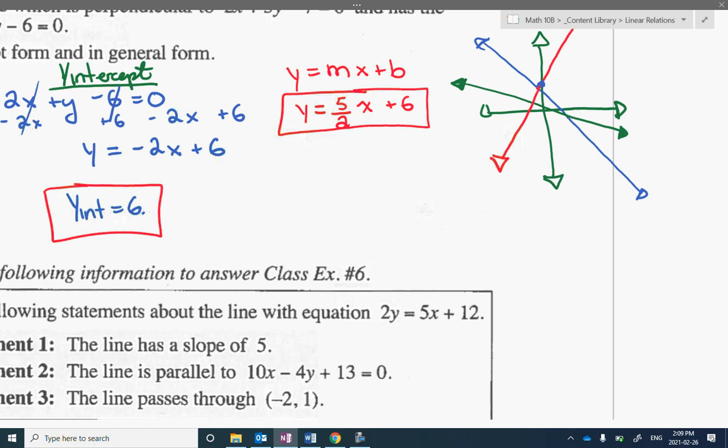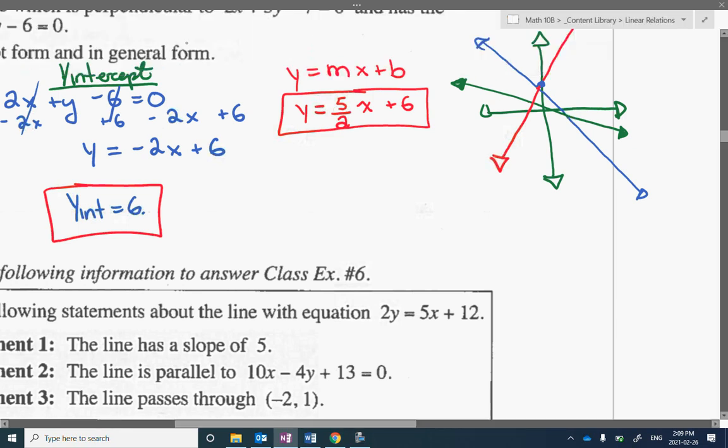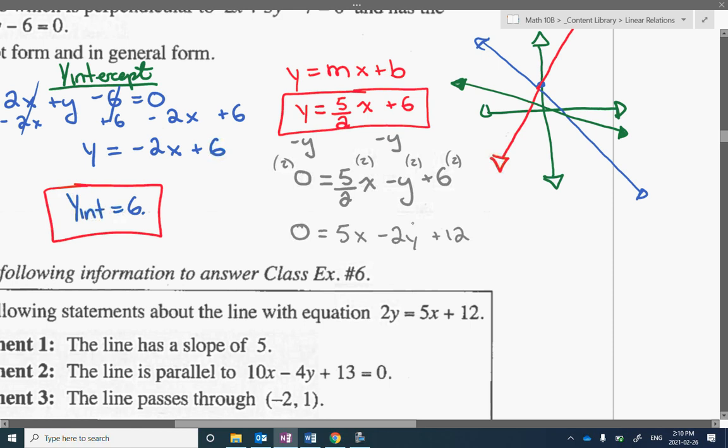So the rest of this question is a little bit annoying because now we have to make it into general form. They actually wanted our equation in two different forms. So I'm going to subtract y from both sides. Now I get that beautiful 0. Then I get 5/2 x minus y plus 6. Am I done? No, I can't have that fraction. So everything has to be times by 2. So then I get 0 equals 5x minus 2y plus 12.